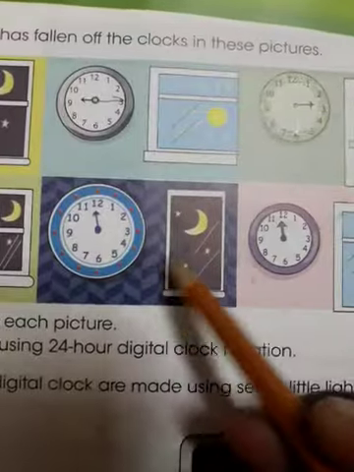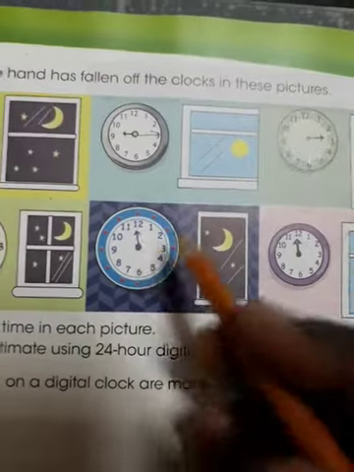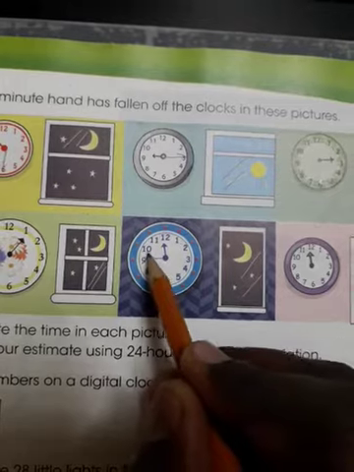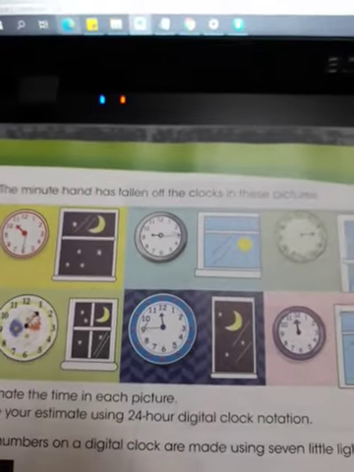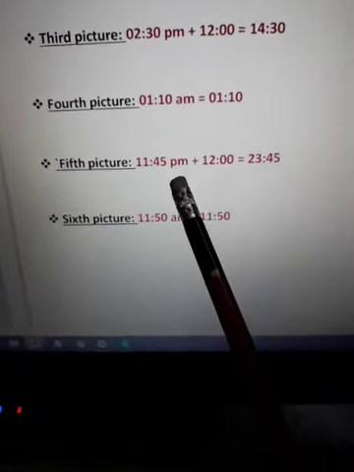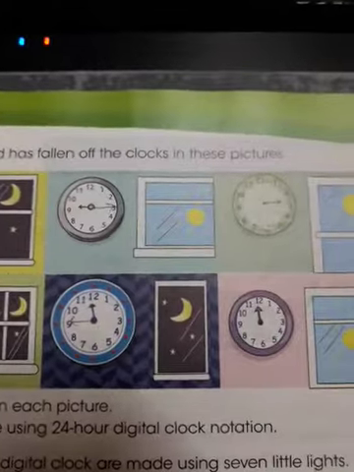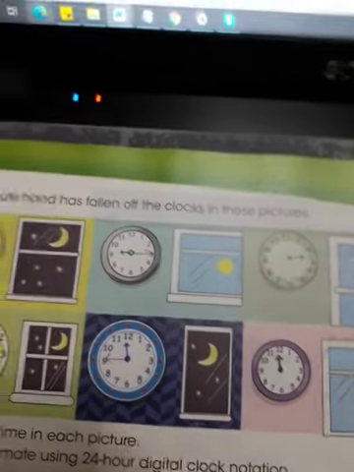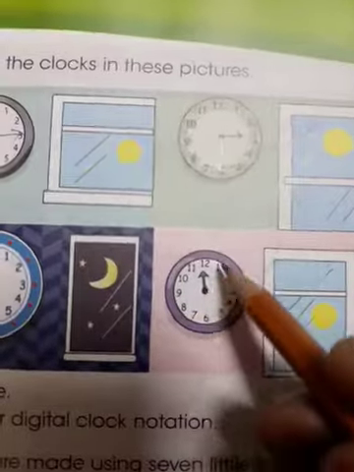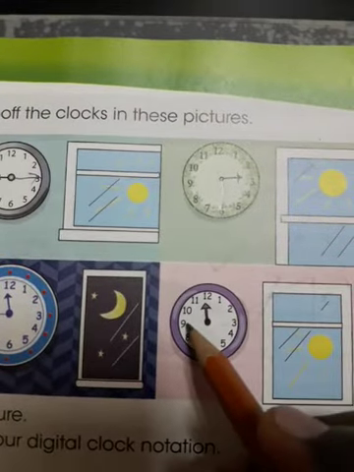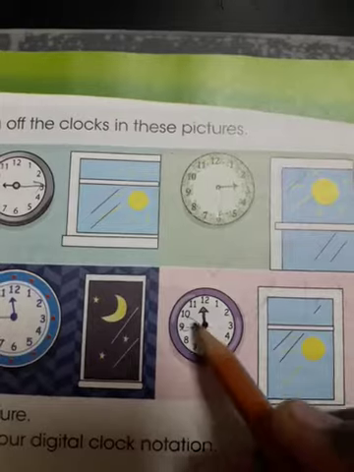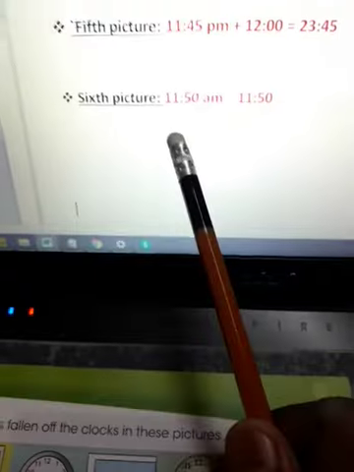Now coming to the fifth picture. It is nearest to the 12, which means it is 11:45. Here this is 11:45 p.m. obviously, because we have 11:45 in the am and 11:45 in the pm, and this is dark. So for 11:45 p.m. you have to add 12. So 12 plus 11, 23:45. It is more near to the 12, so the minute hand can be at 9 or at 10, your choice. If I read it as 11:50, it should be am because it is daytime, so 11:50 only.